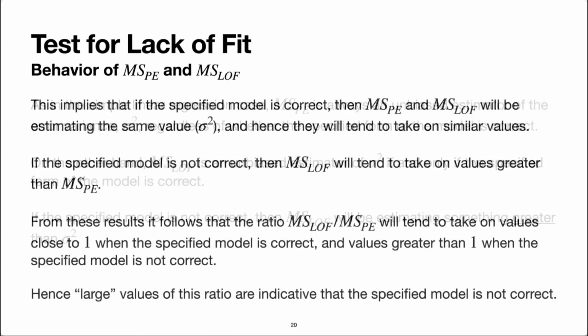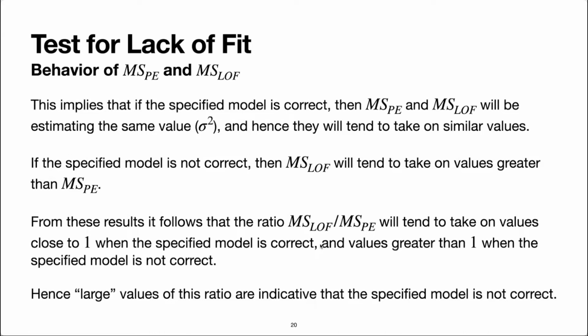Okay, and so that implies that if the specified form of the model is correct, then the mean squares for pure error and the mean squares for lack of fit will be estimating the same quantity, sigma squared, and hence they will tend to take on similar values. If the specified form of the model is not correct, however, the mean squares for lack of fit will tend to take on values greater than the mean squares for pure error.